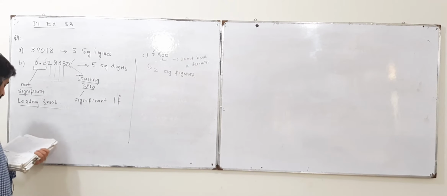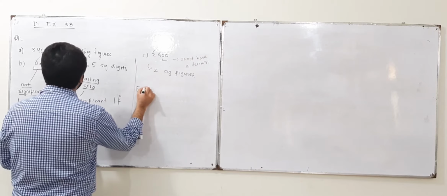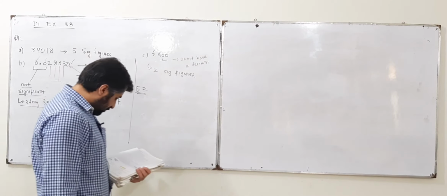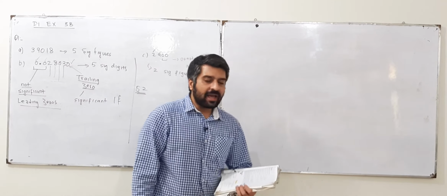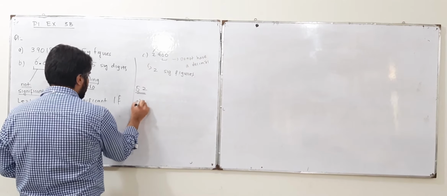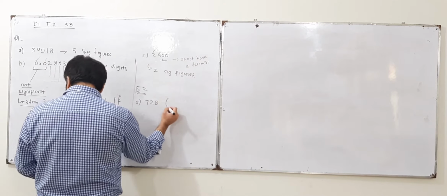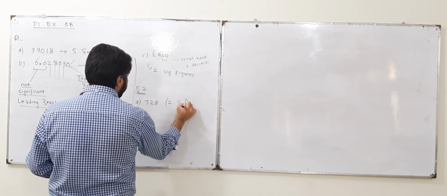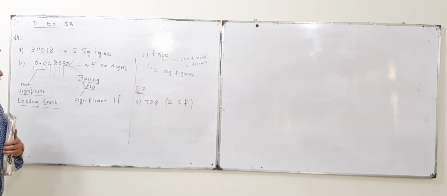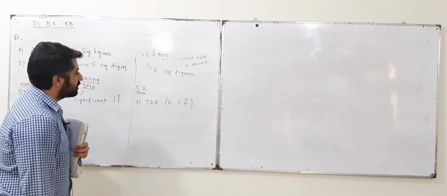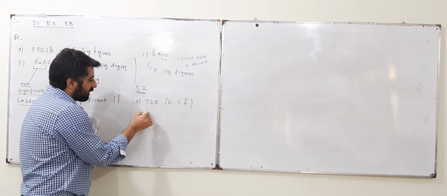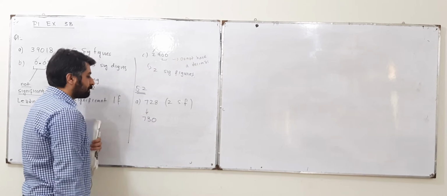Question number 2, exercise 3B D1 says round off the following to the number of significant figures as given in brackets. Part number A, 728, and we have to round it off to two significant figures. Right now we have three significant figures in 728. Now you can round it off as 730.